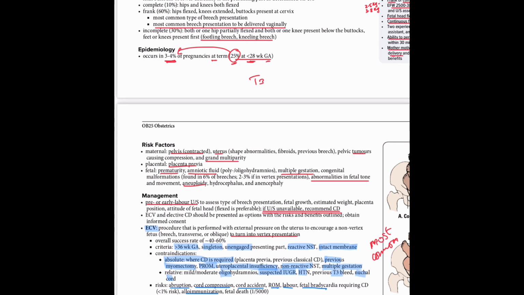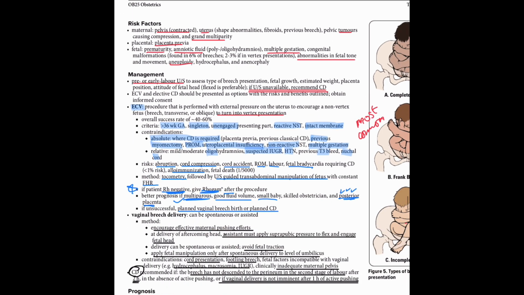Okay, risk factors: maternal, pelvis contracted, uterus problems, grand multiparity, tumors, and placental. Maybe there's placenta previa. That's why they have to be in breech position so that the umbilical cord is closest to the placenta. And then prematurity, amniotic fluid, multiple gestation, congenital anomalies, abnormalities in fetal tone and movement, aneuploidy, hydrocephalus, and anencephaly. So these are some risk factors causing the breech malpresentation.